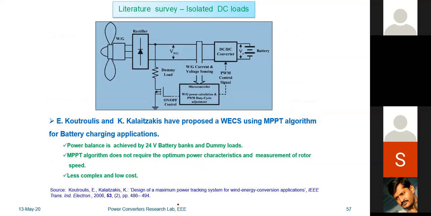So here you see the wind turbine and wind generator, with the diode bridge connected. The output of this is connected to a DC-DC converter, used for the battery charging application. In this control technique, there is a dump load arrangement. A constant power is fed to the battery, and the excess power is pumped to the dump load.